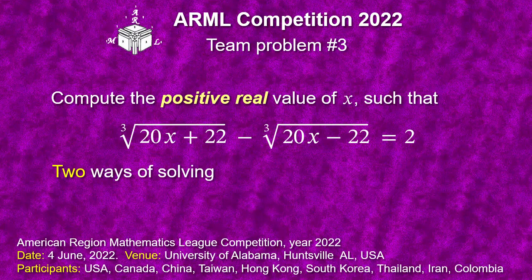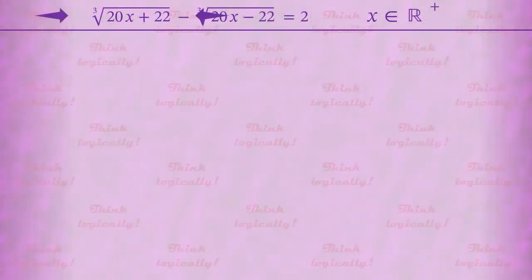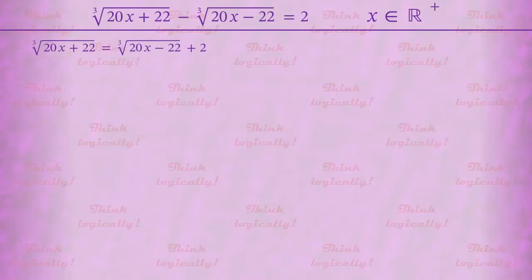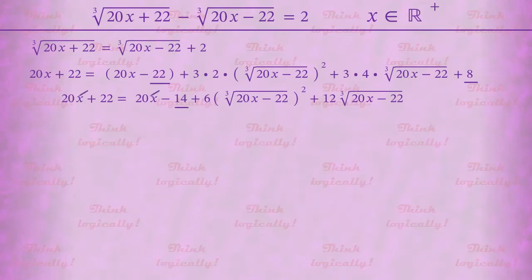Let's start with a straightforward way of solving. To do that, we just isolate the first term, moving the second term to the right-hand side. Now we can raise both parts of the equation into cube. Note that raising into an odd degree doesn't give extra real roots. Now we simplify the right-hand side expression and see that 20x on both sides can be cancelled out. So x remains only under cube roots.